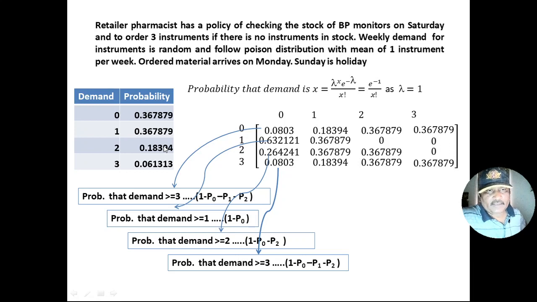Total probability is 1, and when I want to find the probability that the demand is greater than or equal to 3, that means I have to subtract from 1 the demand for 0, demand for 1, and demand for 2, and that gets me 0.0803 by doing these calculations. And having 0 cameras on Saturday is as good as having 3 on Monday.